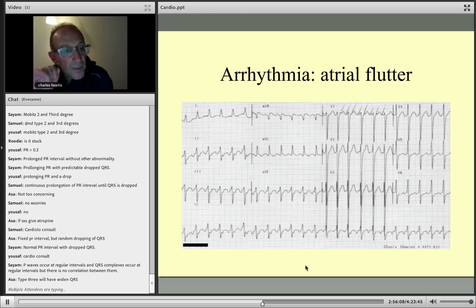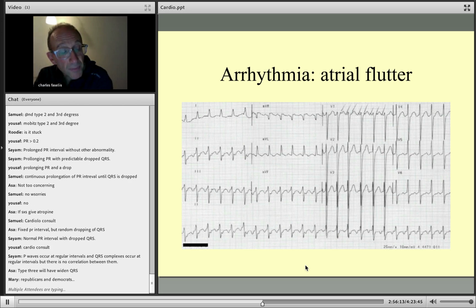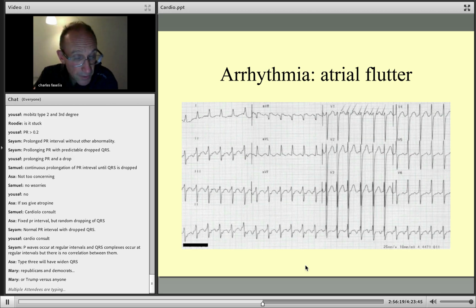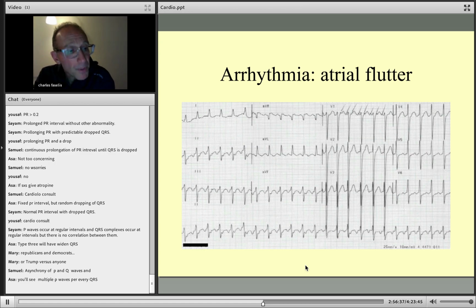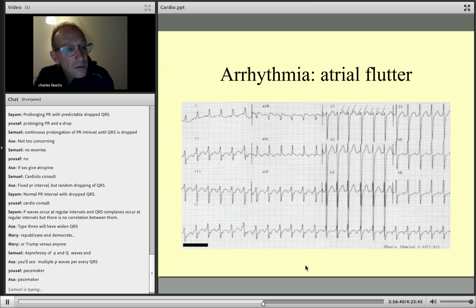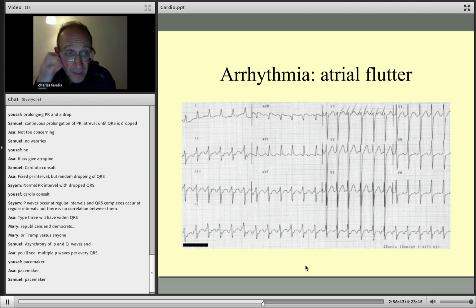Good. P waves occur at regular intervals between themselves, right? QRS complexes regular between themselves, but there's no correlation. Total disconnect between the P and the QRS. Okay? So asynchrony. Okay? Everybody okay with that? All right. What do I do in the third degree heart block? Pacemaker.